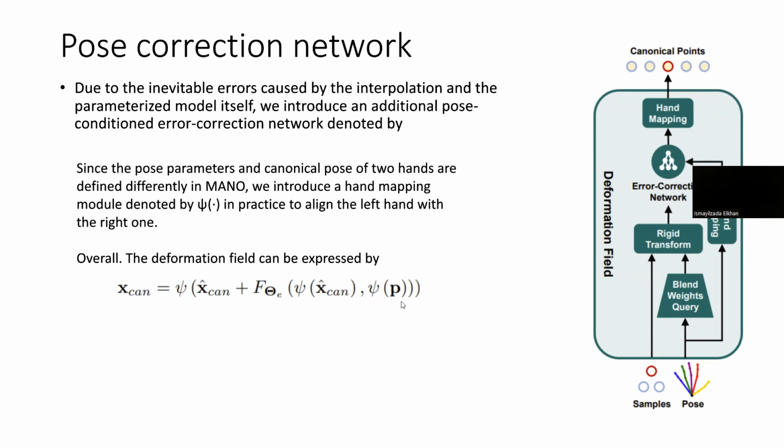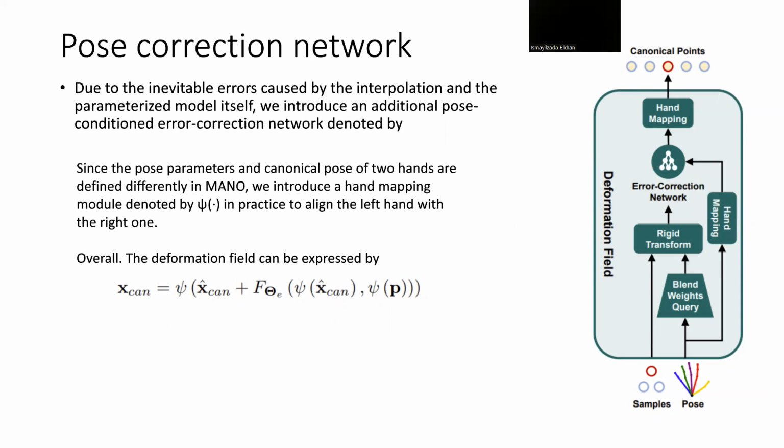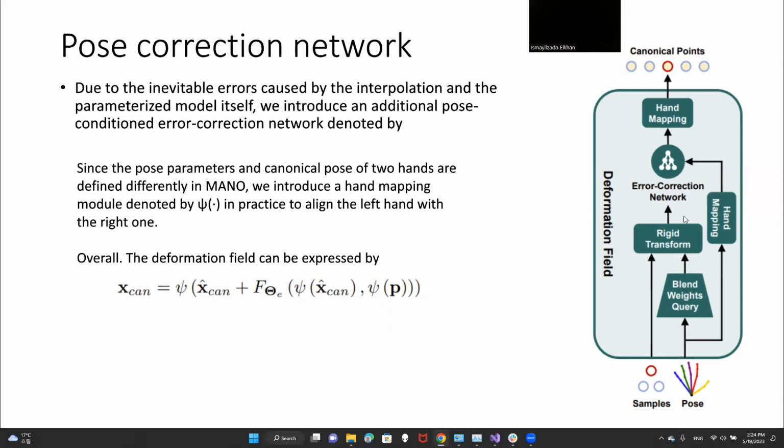But as you can see, there's a new transformation applied both to this x scan and this pose. What this transformation is for is, let's say, to transform the left hand in the canonical space so that it overlays perfectly on top of the other hand. So that's the whole purpose of this transformation. And yeah, this is the overall view of this deformation field.